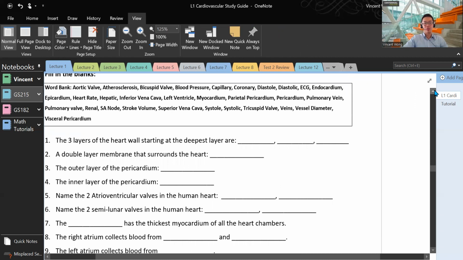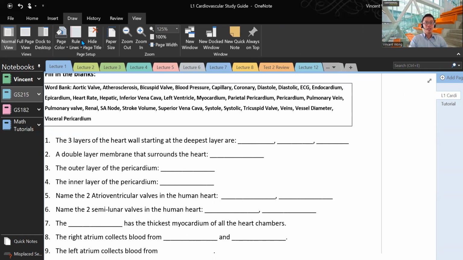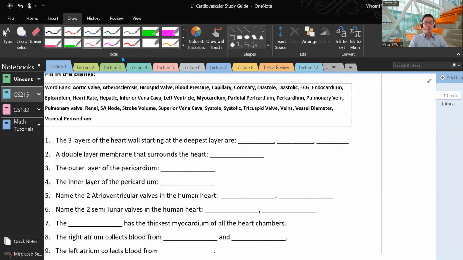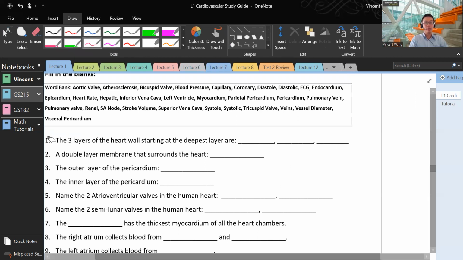English is not my first language, so when I had to learn all these things, the spelling and all, it was an uphill battle. So it's good to write them down as much as you can.